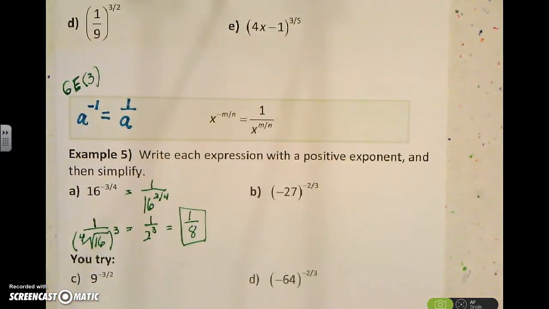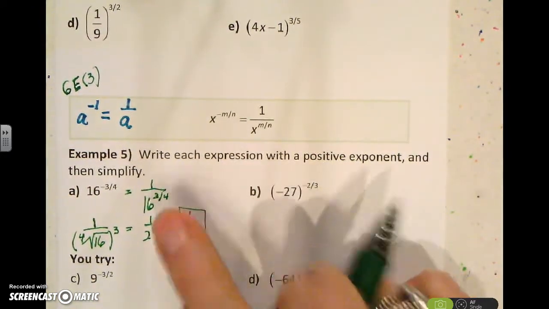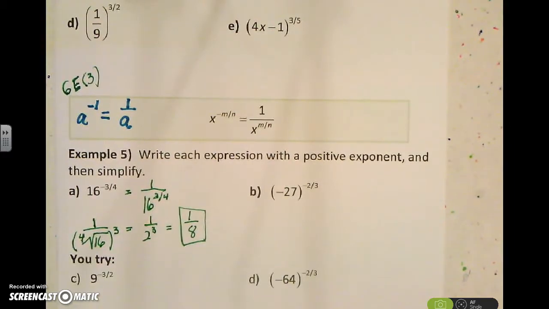So when I have a negative exponent, remember it doesn't make a negative number, it changes the spot in the fraction, and you get a fraction, 1/8.